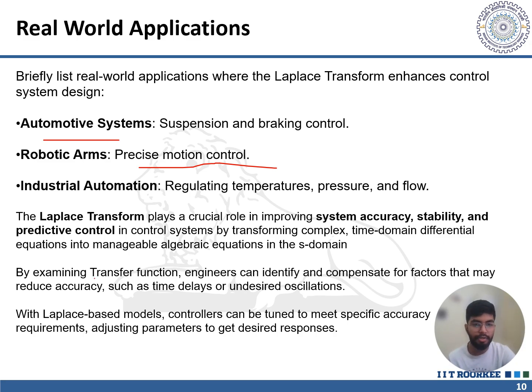Also, by transfer function, engineers can identify and compensate the factors that are reducing accuracy, such as time delays and undesired oscillations. For example, you have calculated the transfer function of a system, so you know which variable will be reducing or improving the accuracy. You can compensate for those factors by applying some other variables in the input. With Laplace based models, controllers can be tuned to meet specified accuracy by adjusting parameters to desired responses.